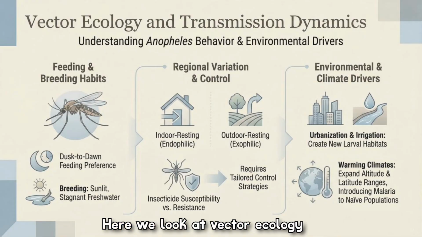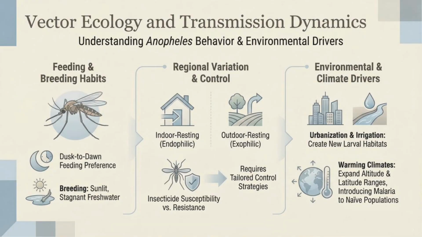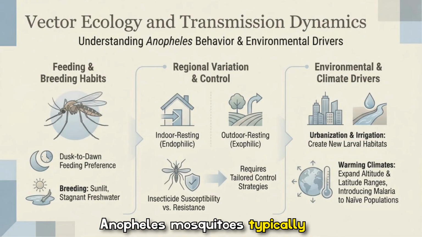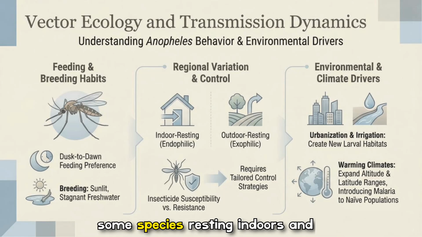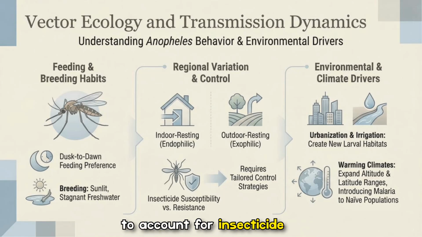Here we look at vector ecology and what drives transmission. Anopheles mosquitoes typically feed dusk to dawn and breed in sunlit, stagnant freshwater. But behavior varies by region, with some species resting indoors and others outdoors. Control needs to account for insecticide susceptibility, habitat changes from urbanization and irrigation, and warming climates that expand mosquito ranges and risk to new populations.